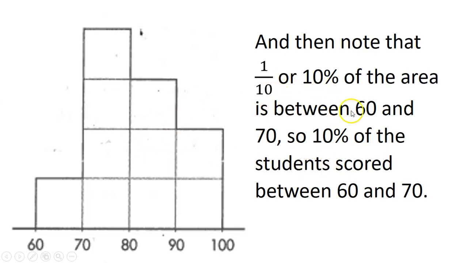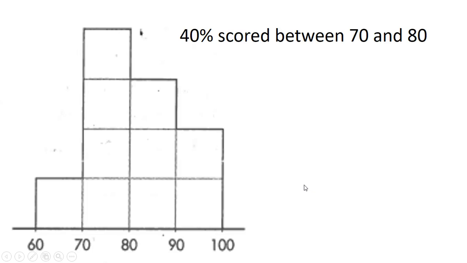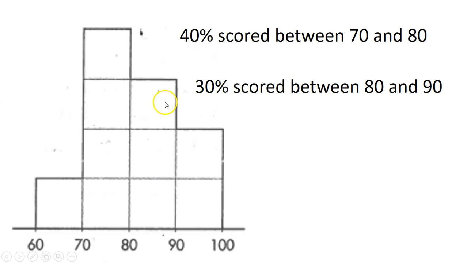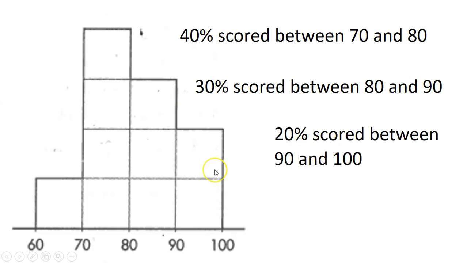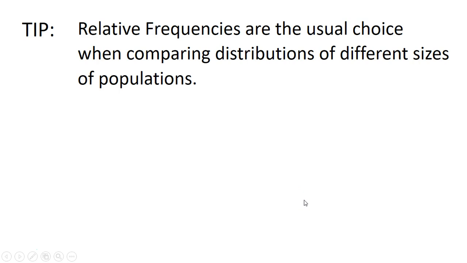If each area is about 10%, then 10% score between 60 and 70, right there. 40% score between 70 and 80, and 30% score between 80 and 90, and 20%. So I can't get the actual counts. I can't get the frequency, but I can get the relative frequency. I can get the percentage is the key behind this.